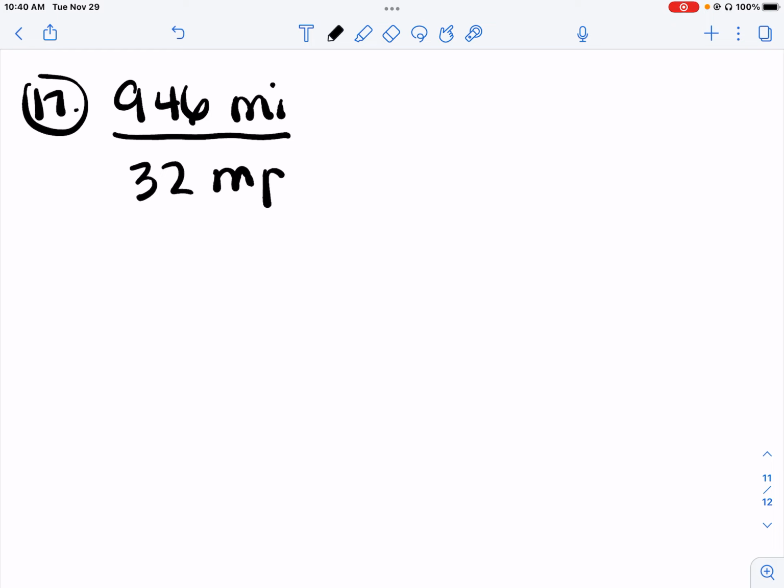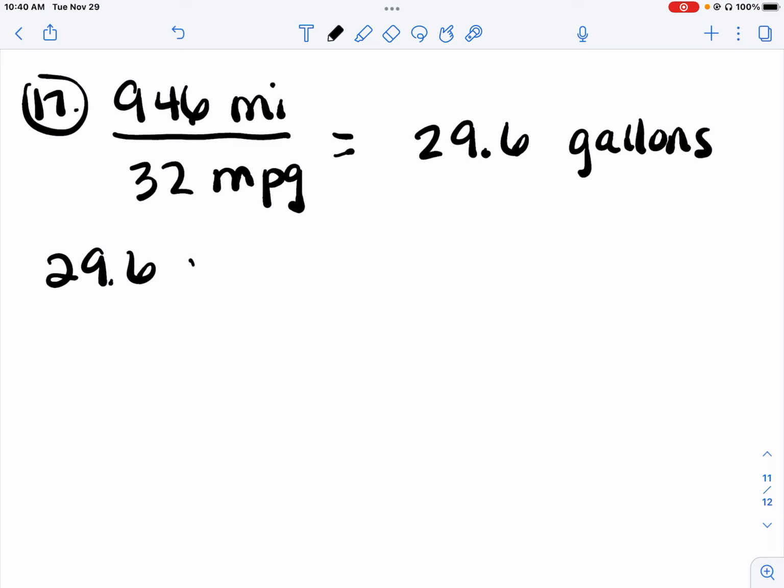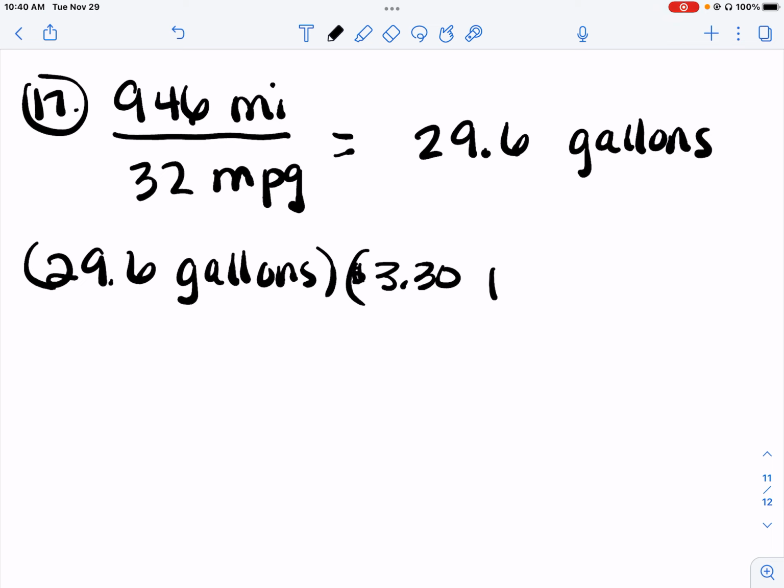Okay, 946 miles divided by 32 miles per gallon is 29.6 gallons. 29.6 gallons times $3.30 per gallon would be $98.